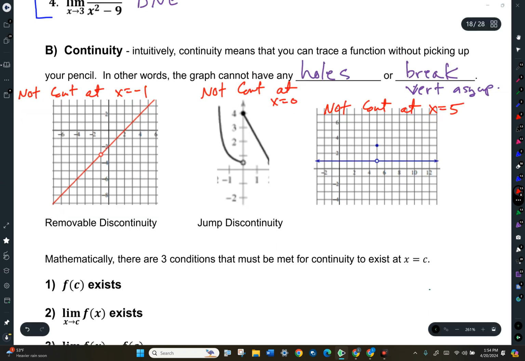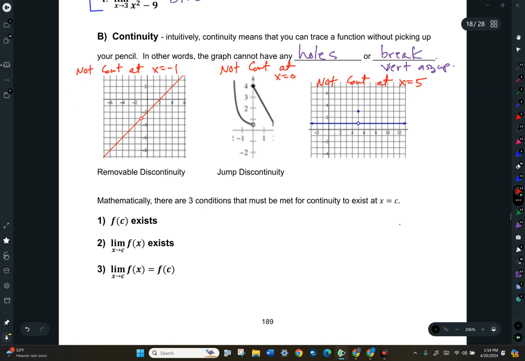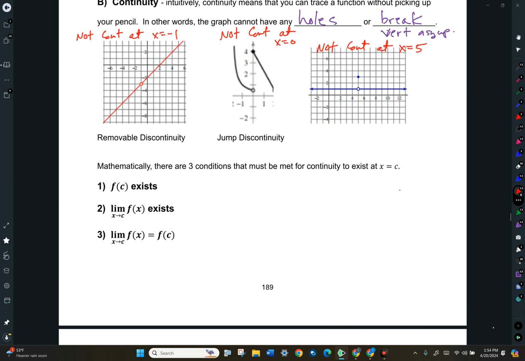Okay? It's easy to look at a graph and say, oh, yep, it's continuous, or no, it's not continuous somewhere in particular. What gets a little bit more tricky is giving the reason why. And I know it's easy for us to say, oh, there's a hole, or oh, there's a break. But those aren't mathematical reasons. A hole is not the math definition, or a break in the graph is not the math definition. So here's the formal definition.